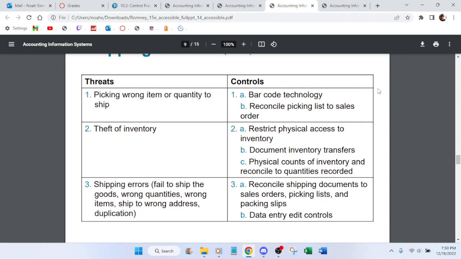Threats to the shipping process: picking the wrong item or quantity to ship. The control is barcode technology and reconciling to the picking list. Number two, the sales order.